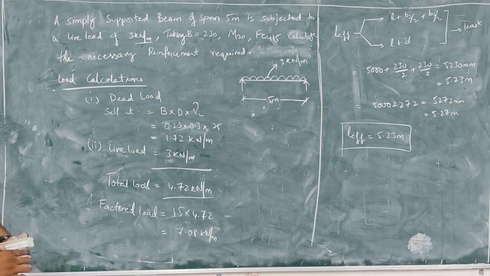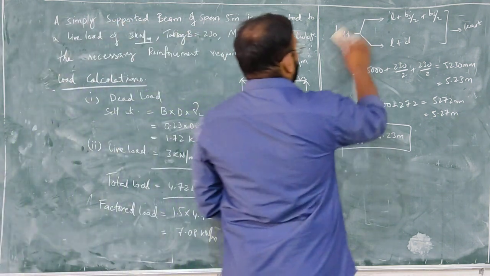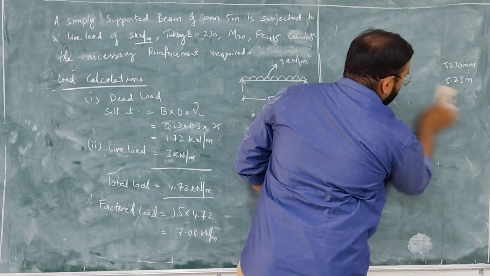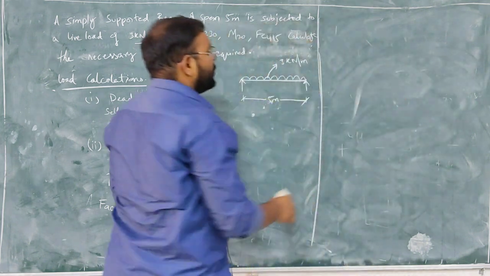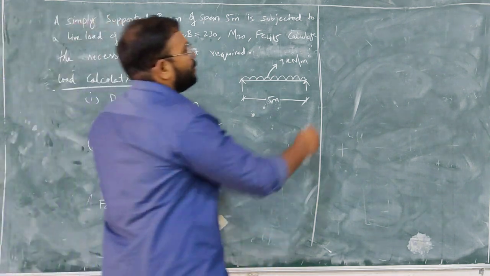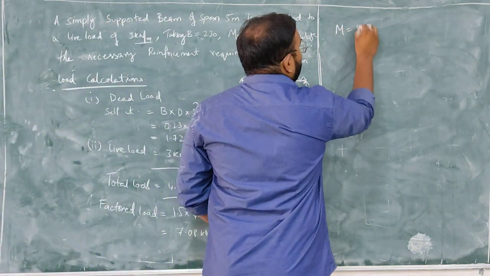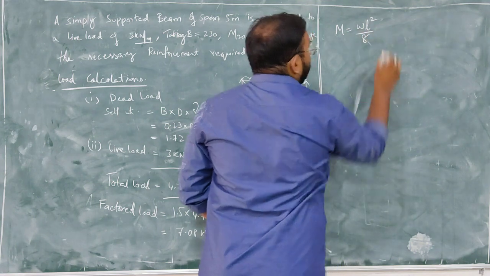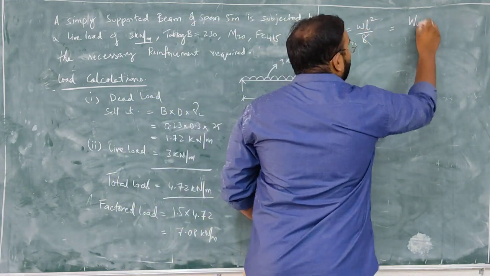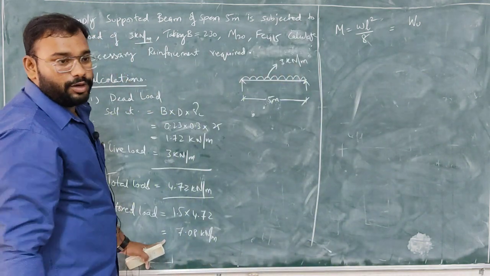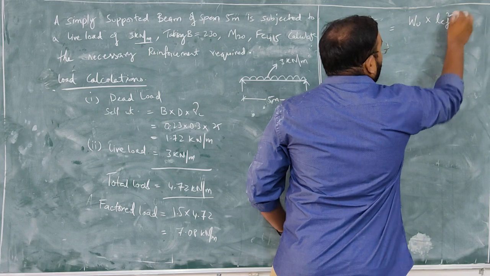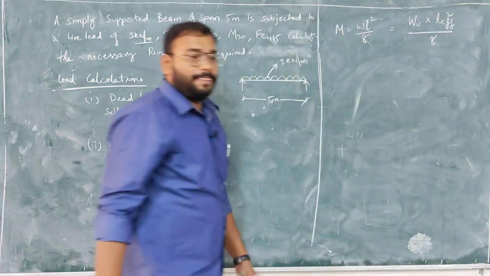Now what is the next step? Factored moment based on end conditions. So what are the end conditions you have? Simply supported beam subjected to UDL. Now what is the formula? M is equal to WL square by 8. So this formula is to be changed like this. It will be Wu, meaning factored load, multiplied by L effective square divided by 8.